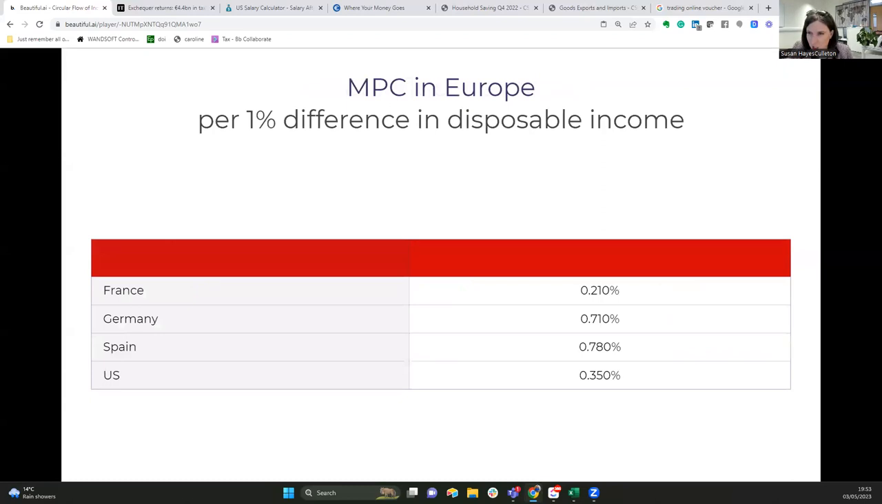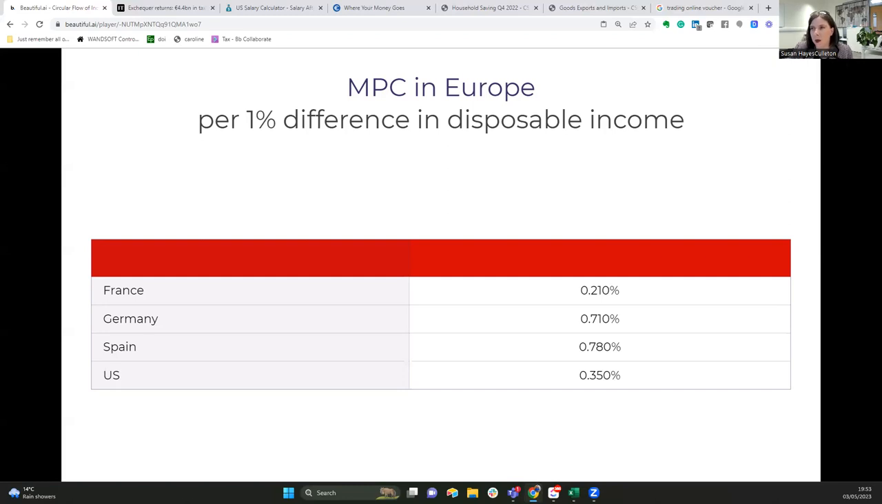So I did a little bit of research and I looked at the marginal propensity to consume in Europe per 1% difference in your disposable income. I found this interesting. By the way, this study came from Allianz. If we look at France, and let's say somebody gets a 1% increase in their disposable income. Let's say somebody has 1,000 euros they can spend in the month, that's what they have after taxes and fixed expenses. And then instead, that money goes up to 1,010. So that's an increase of 1%. They're likely to spend 2 euros and 10 cents out of that. That's in France. In Germany, it is much higher.